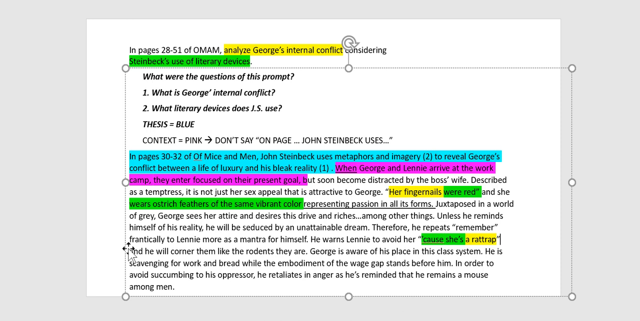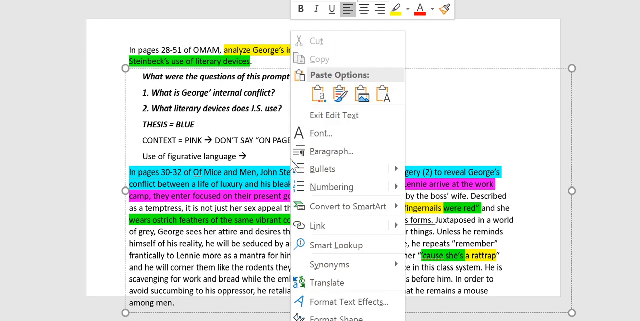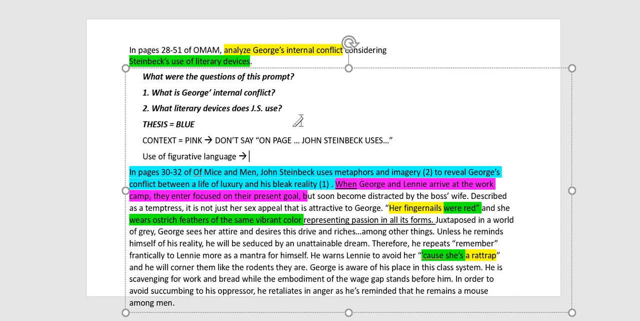The devices should be connected to the other. If you're writing a setting analysis, the device should be related to the setting, unless you're just putting a supporting quote in. And he will corner them like the rodents they are. I use my own simile here. I'm going to put use of figurative language. That's going to be in, what color do we have left? Blue. Oh wait, no, this is already light blue. Let's say it's navy. We'll make it navy. Like the rodents they are.